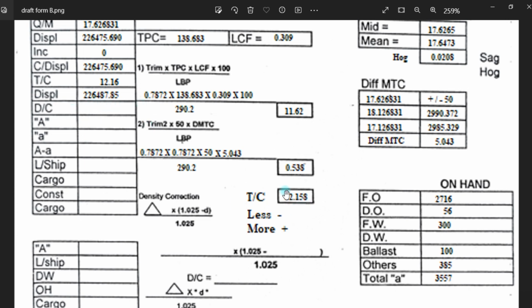But anyway, that's it. So I stop from here. Then the next video we will take on the density correction.